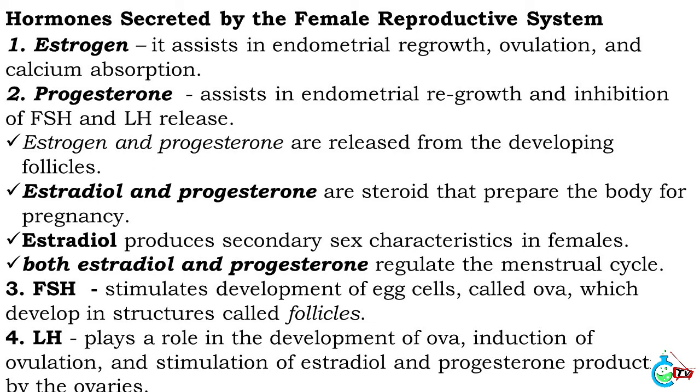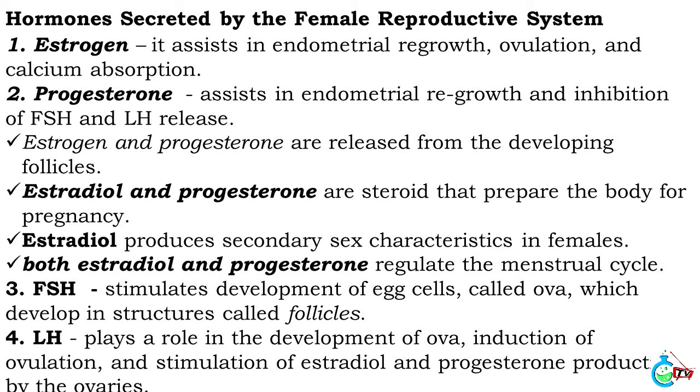Estradiol and progesterone are steroids that prepare the body for pregnancy. Estradiol produces secondary sex characteristics in females. Both estradiol and progesterone regulate the menstrual cycle.